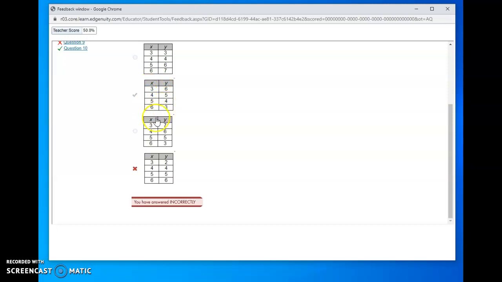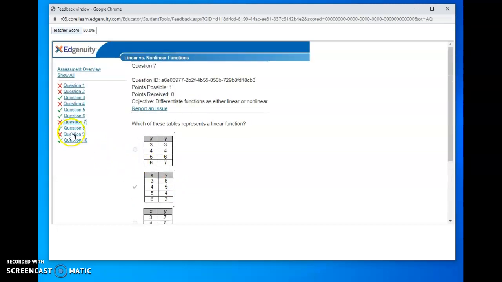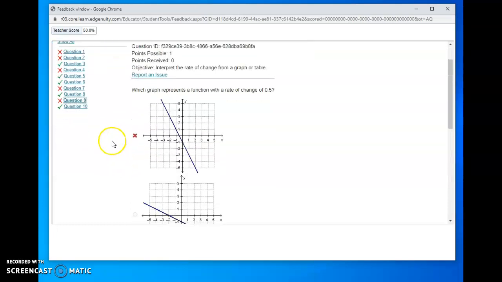Let's look at the other two just in case. 3, 4, 5, 6 looks good. Going up 1. 7, 6, 5, 3. So close on this one. Goes down by 1, but then goes down by 2. Last one, 3, 4, 5, 6 looks good. Up by 1. And then we go from 2 to 4 to 5. So up 2 for the first spot and then up 1. So it's not going to be linear because it's not going up by the same amount every time.